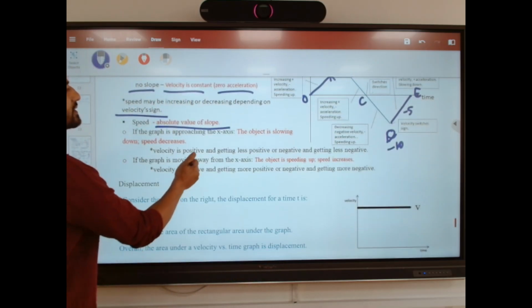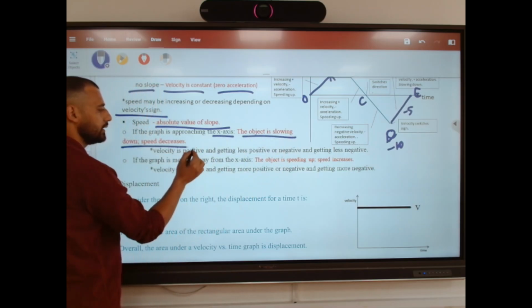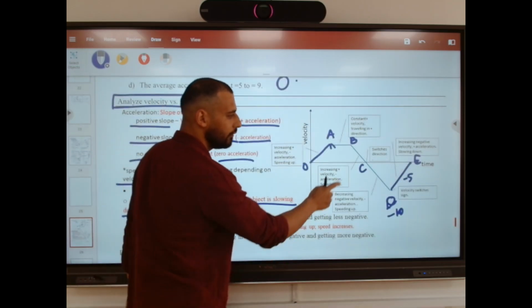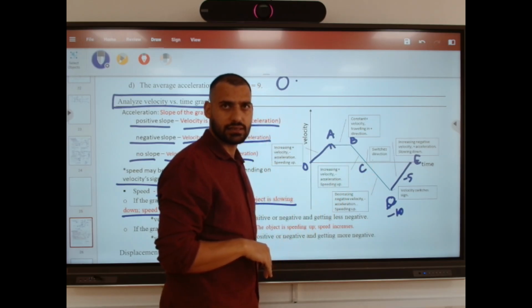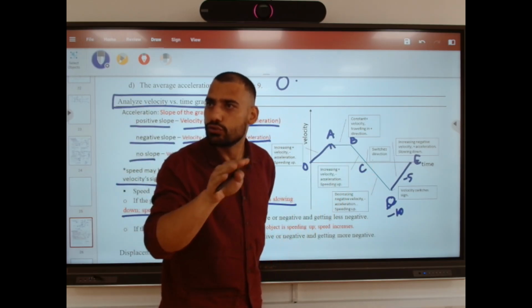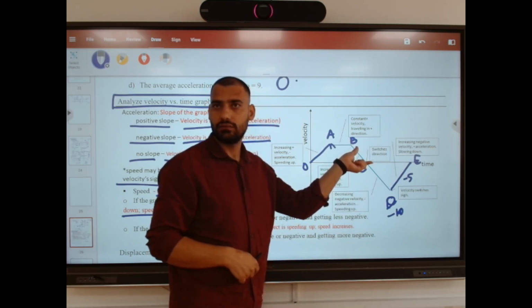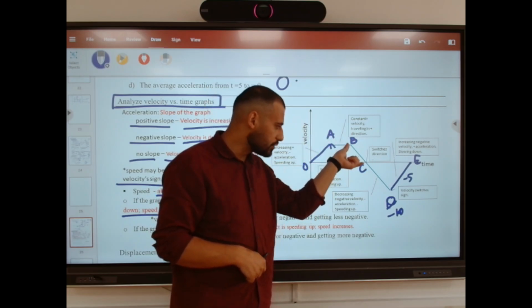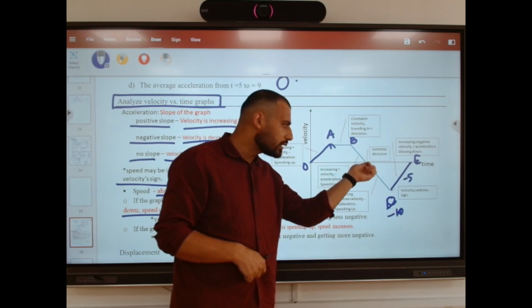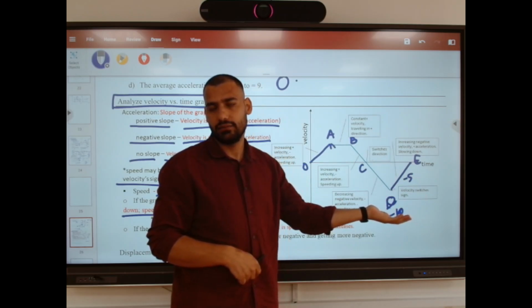Okay, if the graph is approaching the x-axis, the object is slowing down, that means speed decreases. Look at this graph. From B to C, is the graph approaching the x-axis? Yes. So speed is reducing. Okay? But speed is positive, isn't it? Speed is always positive, remember this. Speed is positive, but it is decreasing over time, so that means it will come to a stop. Is that clear?